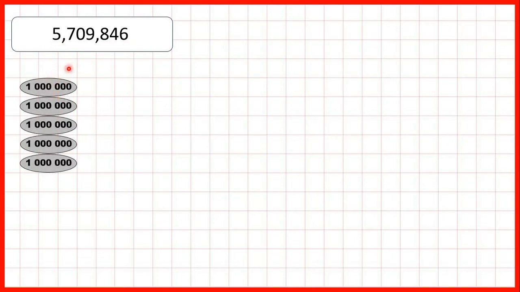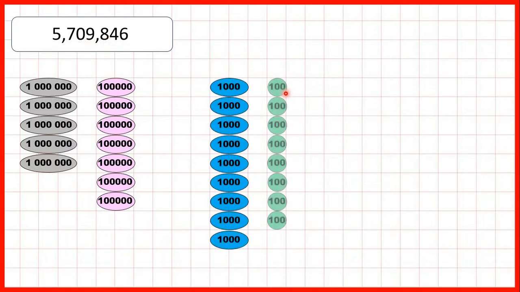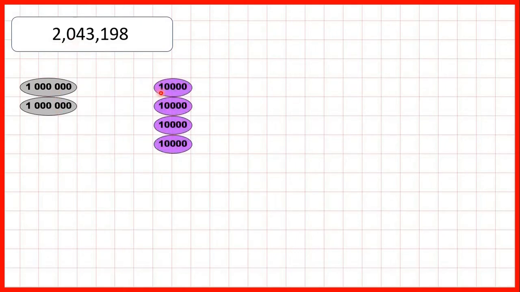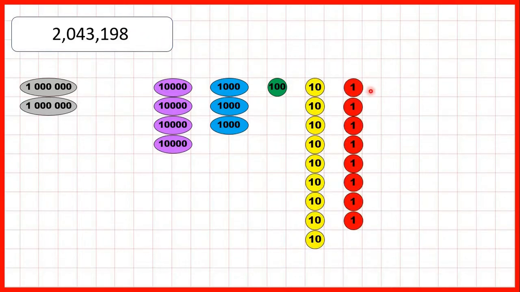Then for 5,709,846, we have 5 in our millions, 7 in our 100,000s, 0 in our 10,000s, 9 in our thousands, 8 in our hundreds, 4 in our tens, and 6 in our ones. Then for 2,043,198, we have 2 in our millions, 0 in our 100,000s, 4 in our 10,000s, 3 in our thousands, 1 in our hundreds, 9 in our tens, and 8 in our ones.